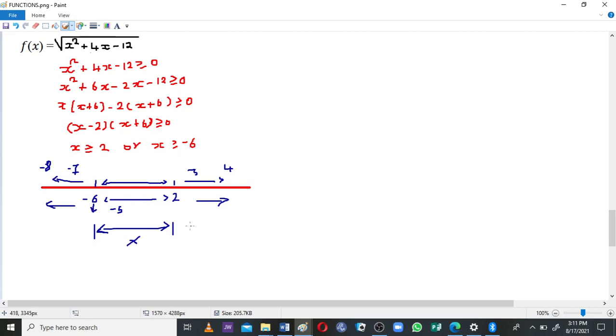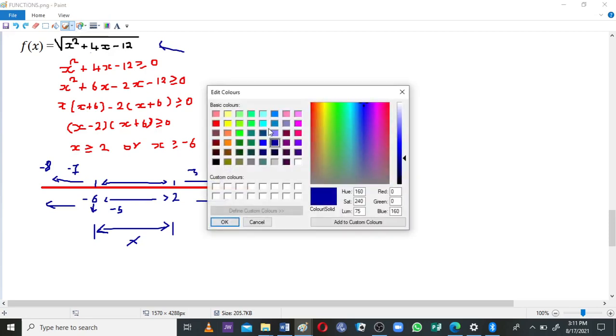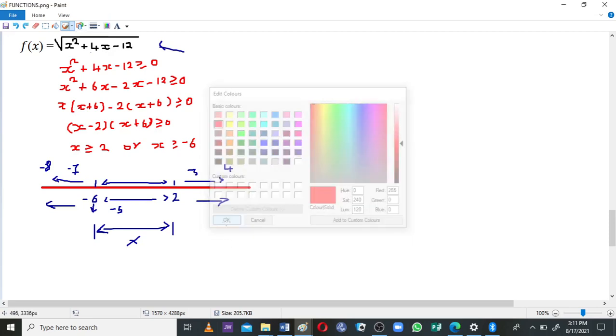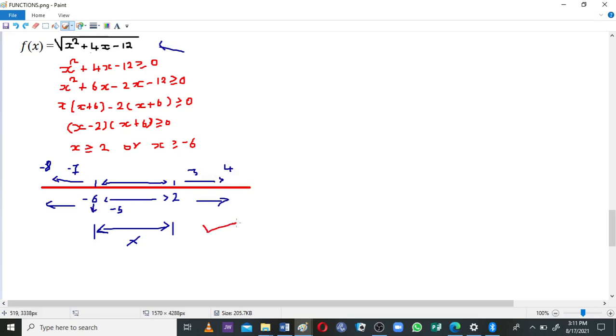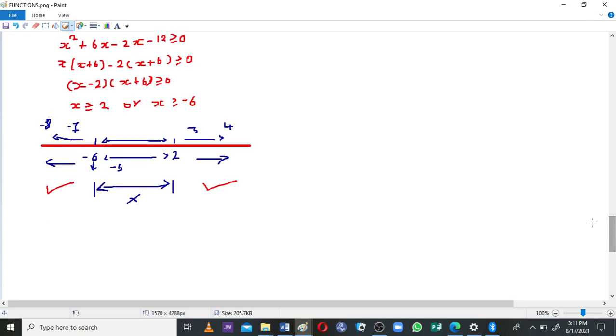If you plug in any number in this function which you have here, try to plug in 2, your function will be defined. Try 3, your function will still be defined. Try 4, your function will still be defined. So this side, your function is defined. In fact, let me use a different color so that I show you what that means. So this side, your function will be defined, and also every number from this side starting from -6, your function is still going to be defined.